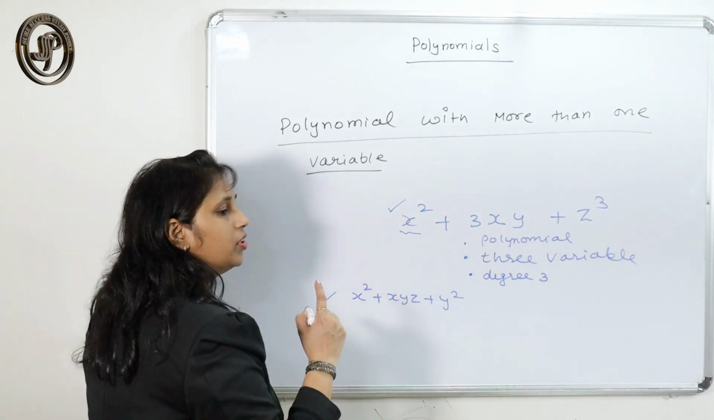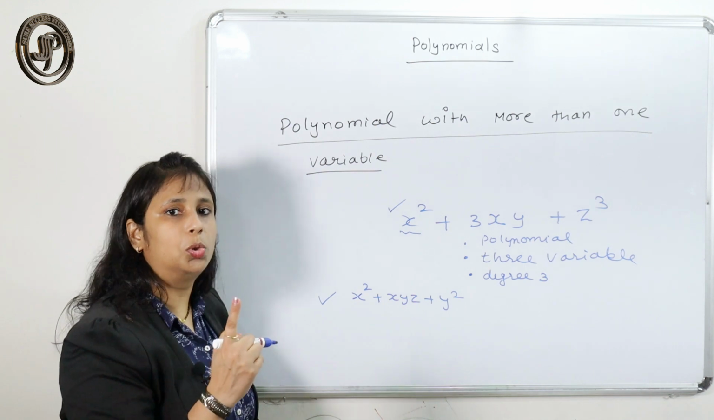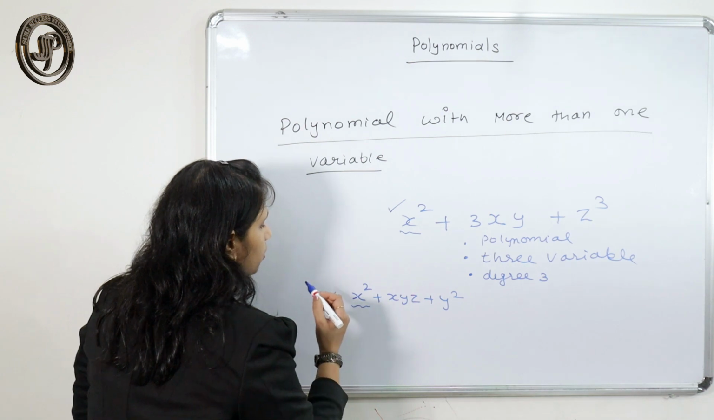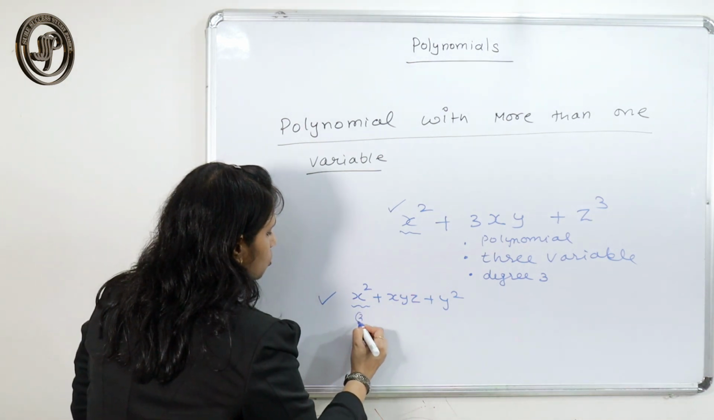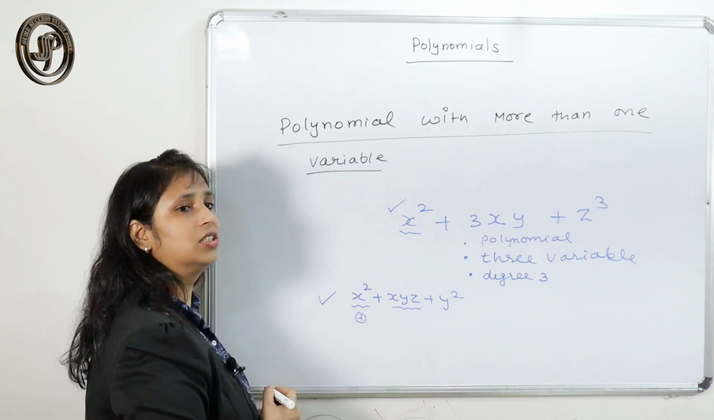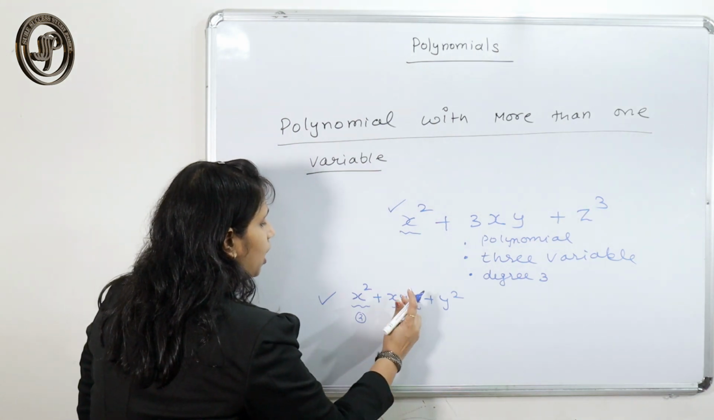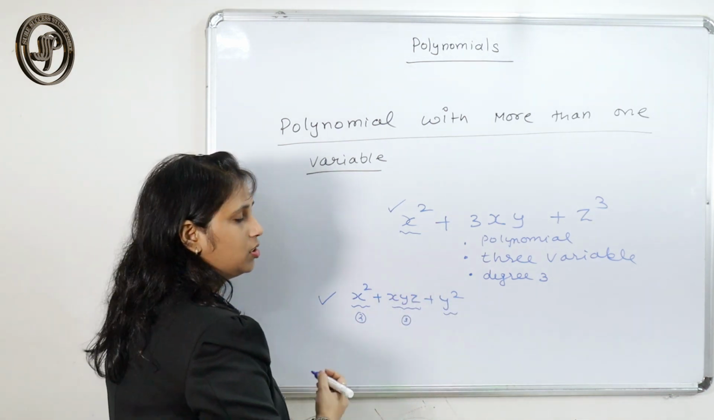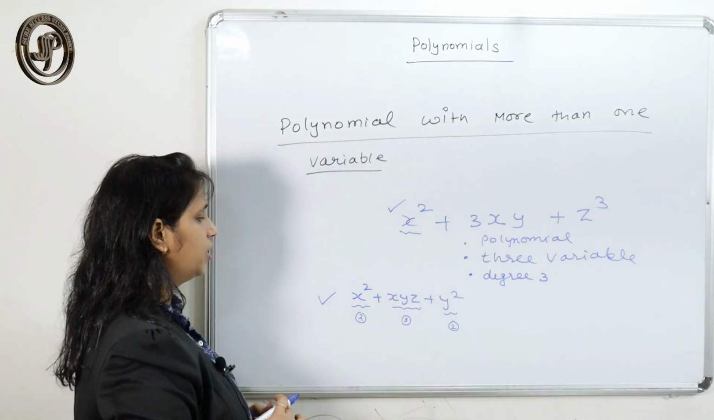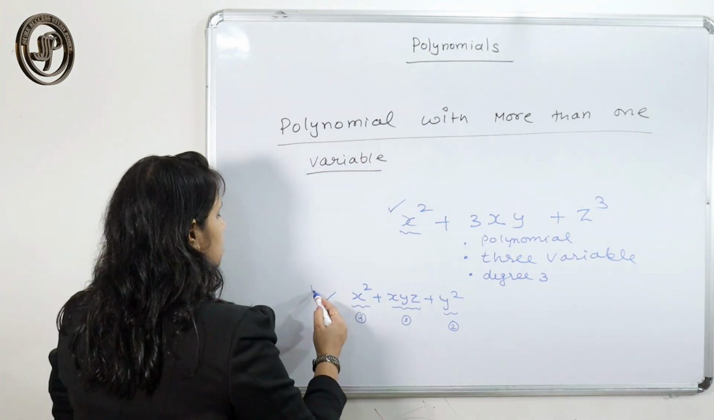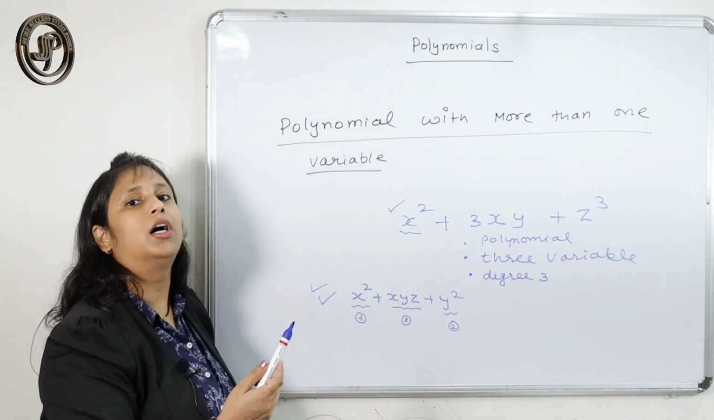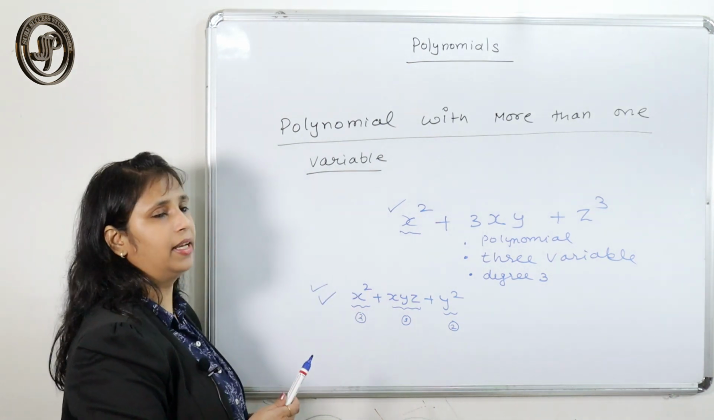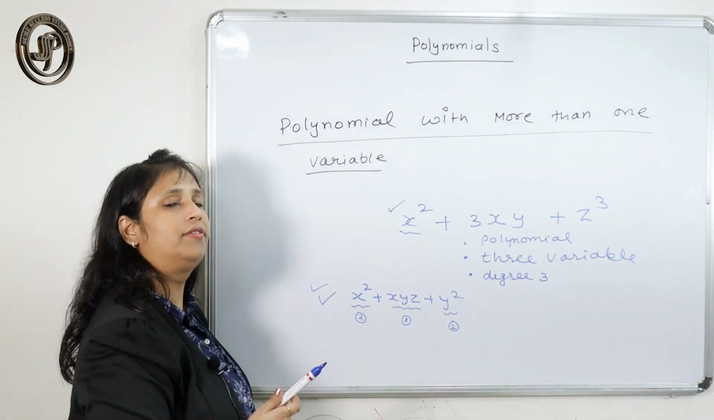The degree of this polynomial is not 2, the degree of this polynomial is 3, because the degree of this term is 2, and here the degree of this term is 3 because I need to add the exponents of each term. Here the degree of this term is 2. Here the degree of this term is 2. So I'll say this is a polynomial of 3 variables with degree 3.